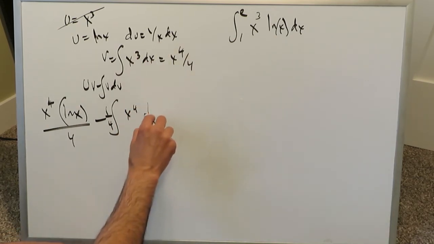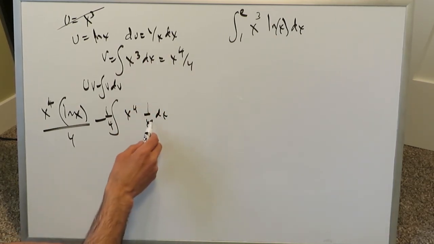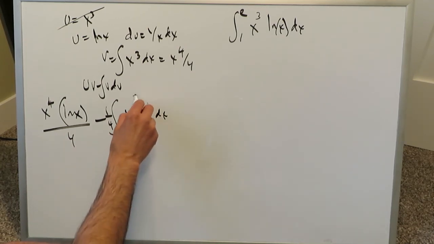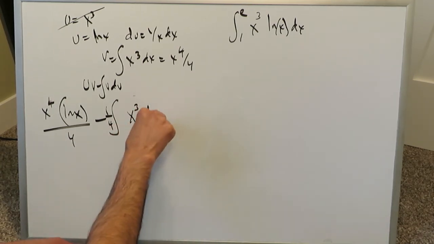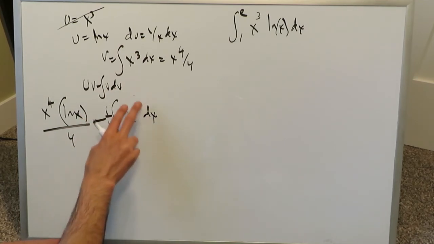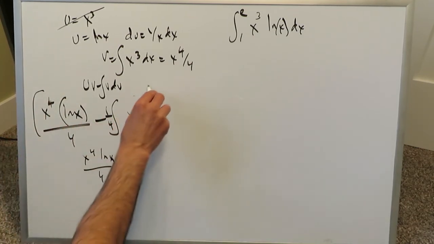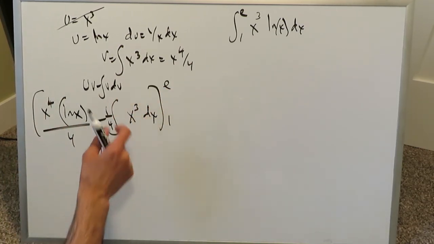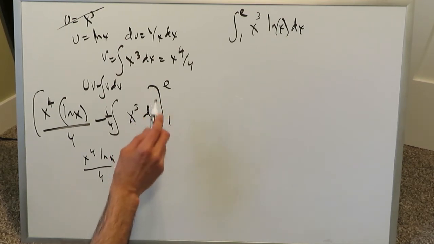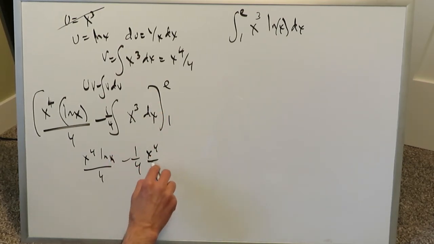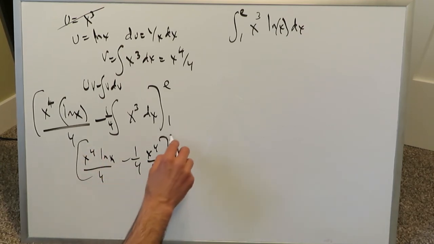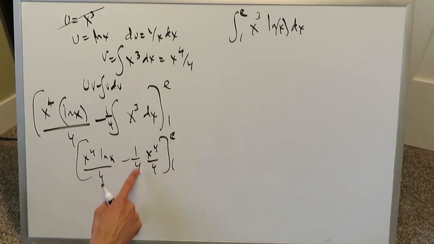du is 1 over x dx, and this is why it helps out, because this 1 over x dx, you can simplify it with this and make it an x cubed dx. So this integral v du boils down to x cubed dx. This is easy. You have x to the 4th ln x over 4 from e to 1, upper limit, lower limit, minus 1 over 4 times the antiderivative, x to the 4th over 4, again from e to 1. This x to the 4th over 4 times 1 over 4 is really x to the 4th over 16.